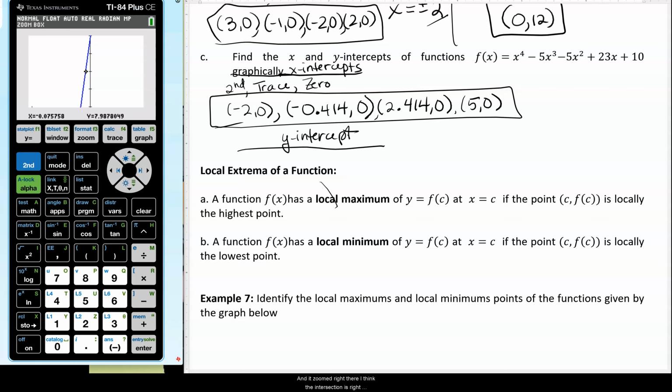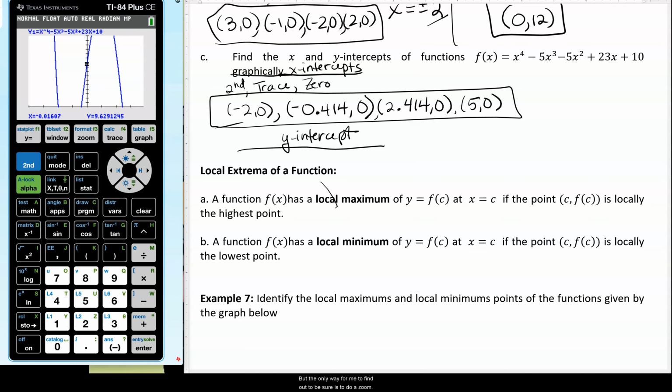I think the intersection is right here, but I really can't tell. So I'm going to do a zoom out. I did need to zoom out earlier to get the intersection in, but there's the intersection. So now we can do box if you want. And I'm looking at my values down here as I go up the graph. Let me hit trace. So I go up the graph. My x value is negative here, and it crosses over and it's positive there. So I'm betting that my y-intercept is at 10.